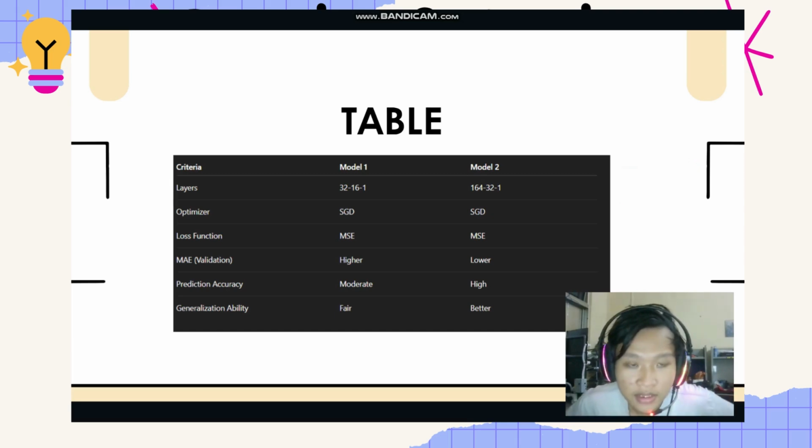From those graphs, we can see in this table that the layers for model 1 are 32 by 16 by 1, and for model 2 are 64 by 32 by 1. The optimizer is SGD, the loss function is MSE. The validation loss for model 1 is higher, but the prediction rate for model 2 is higher than model 1. So the generalization ability of model 2 is better than model 1.